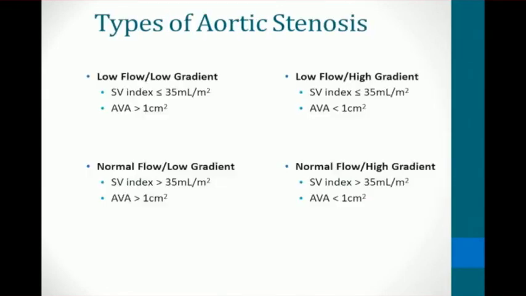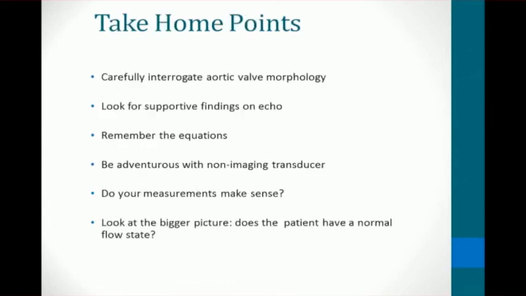There are four types of aortic stenosis. The usual one we think of is the normal flow high gradient aortic stenosis. We just reviewed a case that was a patient with low flow high gradient aortic stenosis. There's also low flow low gradient aortic stenosis, where the patient is in a low flow state and they have low flow velocities. Essentially, the ventricle cannot produce enough force to cause high velocities despite severe AS. And finally, the normal flow low gradient AS, where the patient is in a normal flow state but does not have high flow velocities.